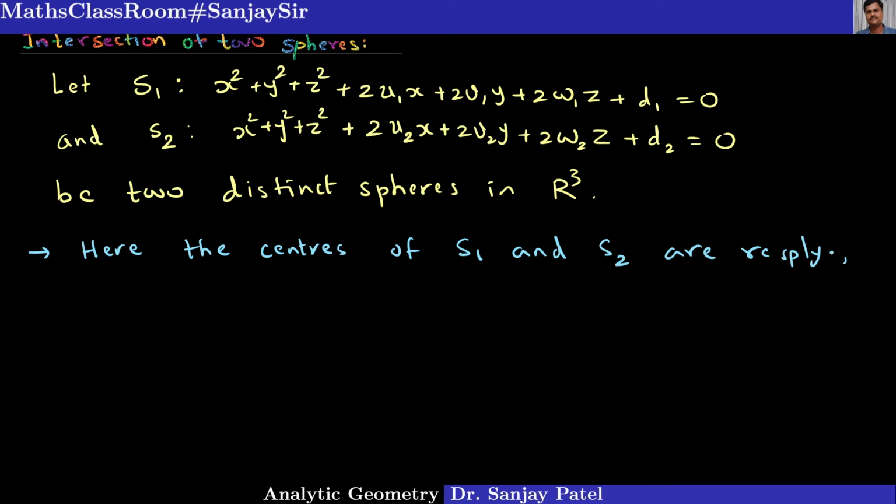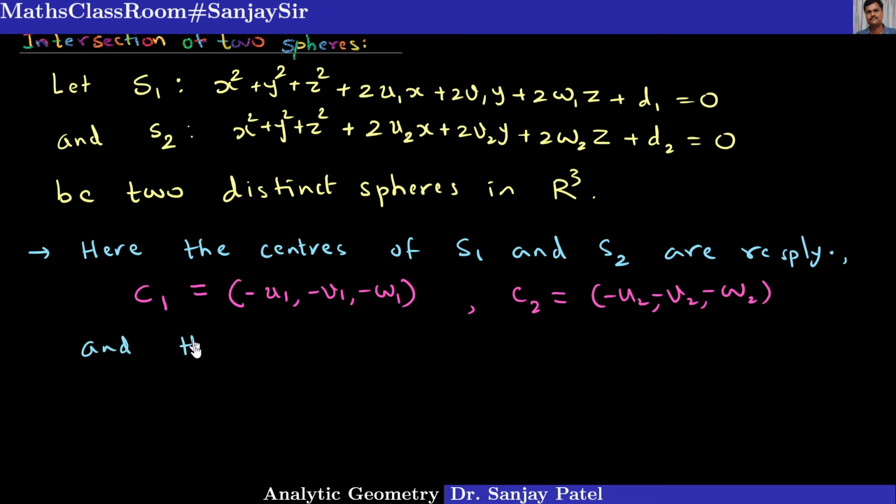we can take the center of the first sphere as C1, and you know how it is obtained, just by dividing the coefficients of x, y, z by 2 and giving the opposite sign. So it will be minus u1, minus v1 and minus w1. And the center of the second sphere is similarly minus u2, minus v2 and minus w2.